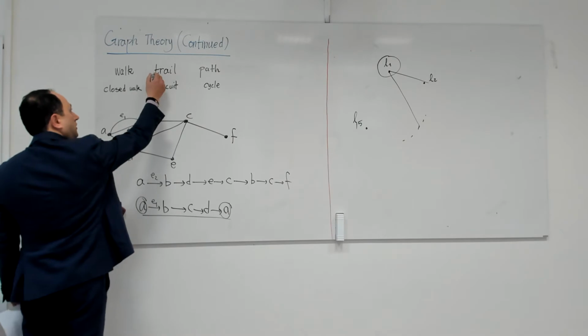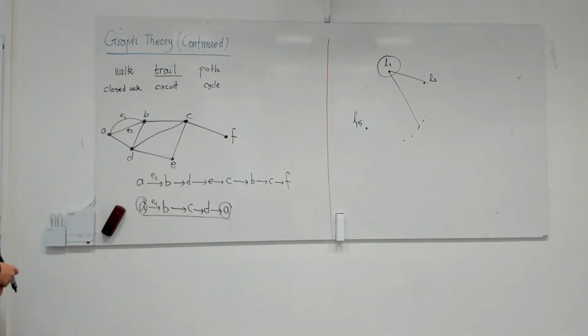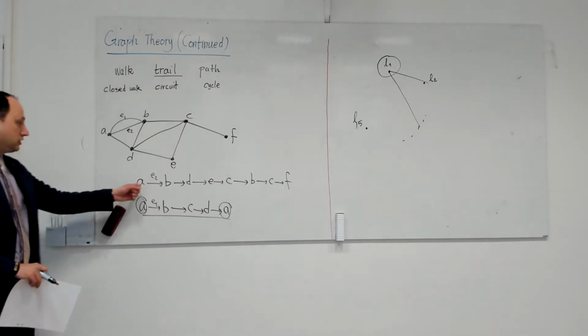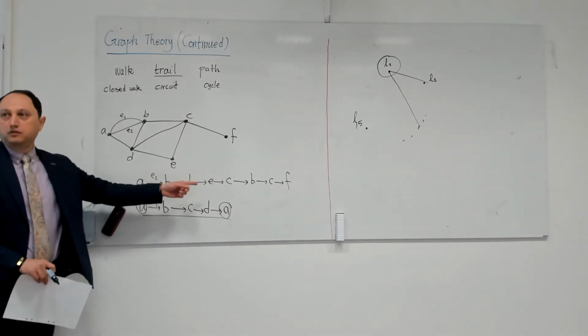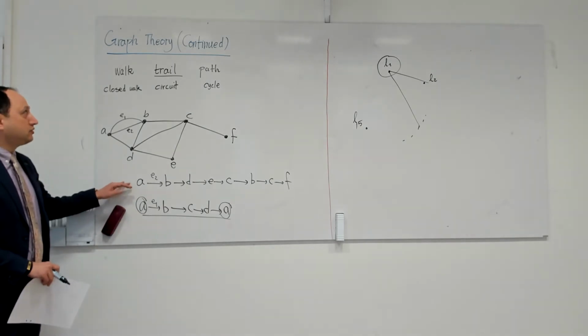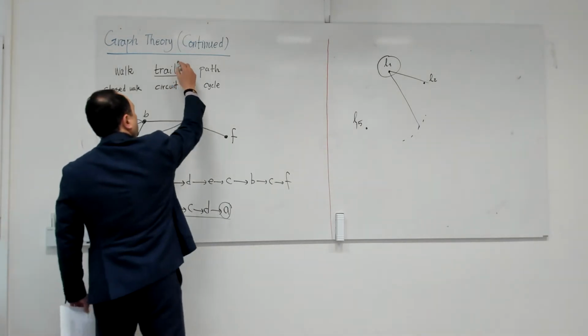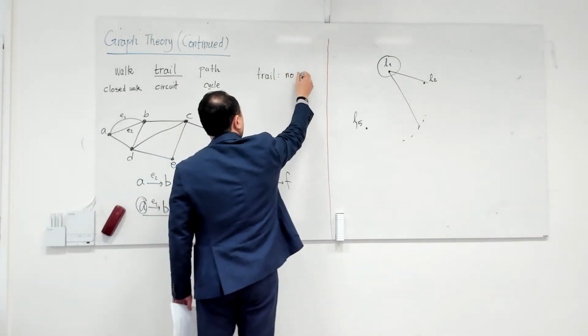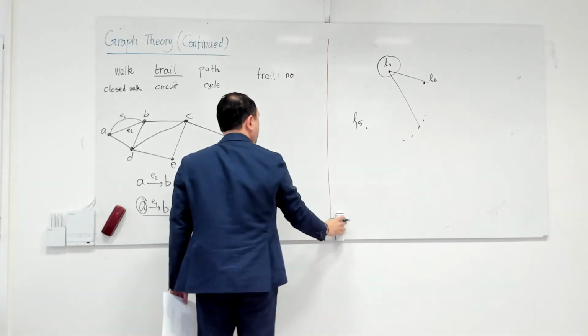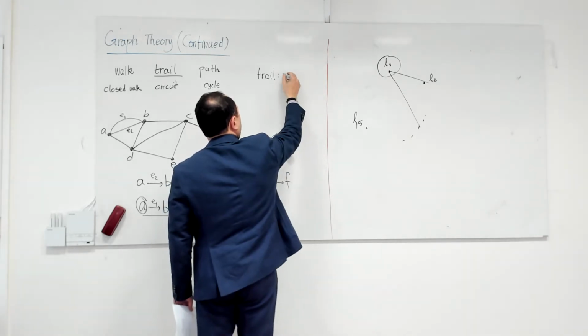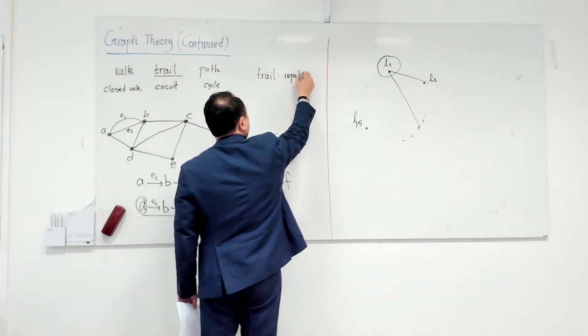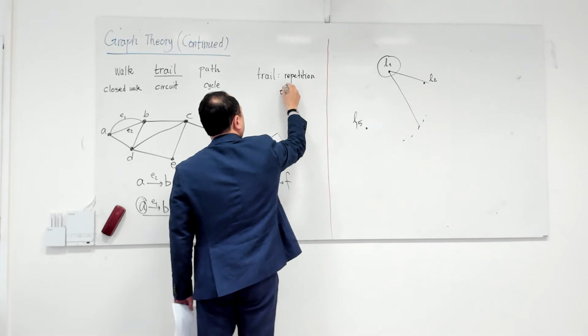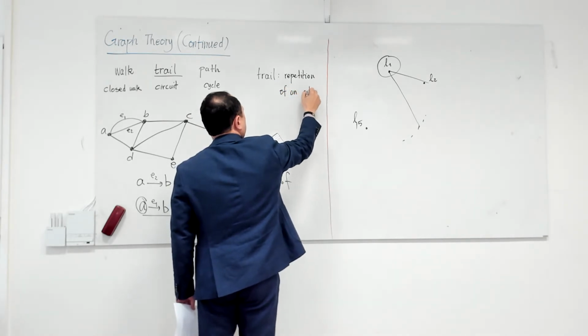So what is the meaning of trail? A trail is a walk that you are not allowed to repeat any edges. That's called a trail. So for example, it was not a trail here, yes, because I repeated one edge at least once. So you are not allowed to repeat any edges. So trail: repetition of an edge is not allowed.